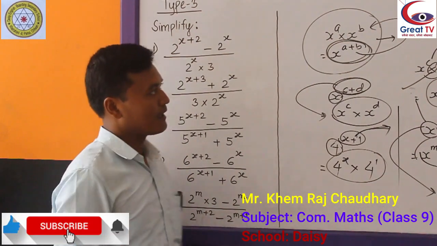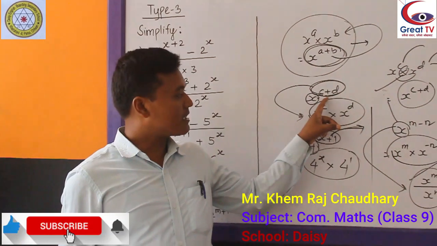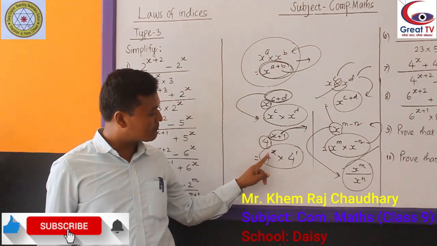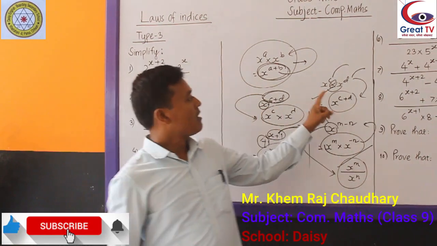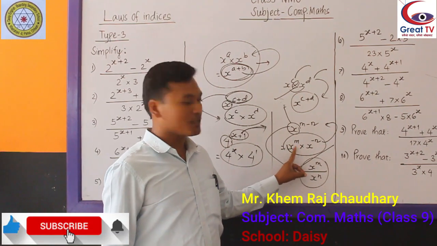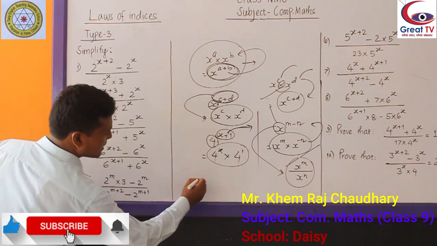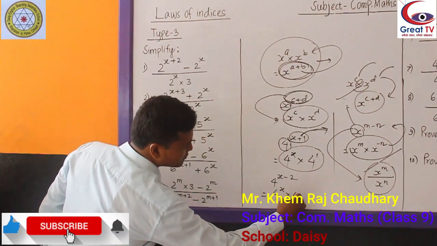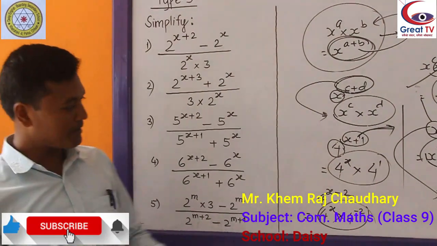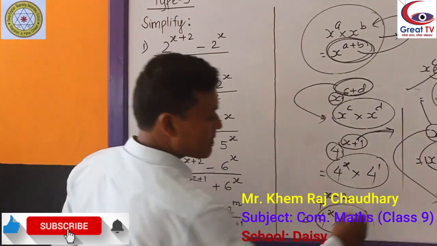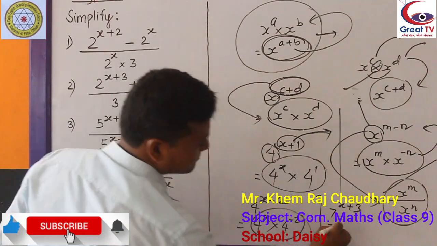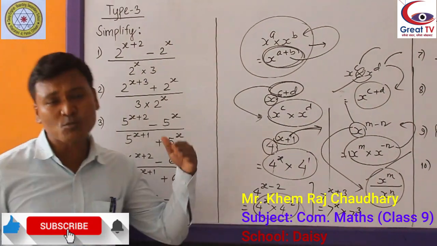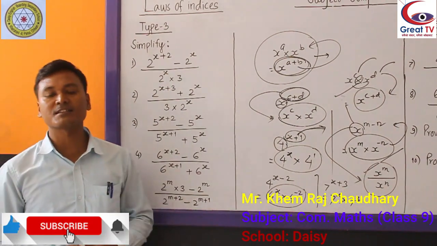So don't forget, if we have x to the power c plus d, it can be broken. x to the power c times x to the power d. 4 to the power x plus 1 can be broken. 4 to the power x times 4 to the power 1. Similarly, x to the power m minus n can be broken. x to the power m times x to the power minus n. Similarly, 4 to the power x minus 2 can be broken. 4 to the power x times 4 to the power minus 2. Remember, x here, minus 2 over here. Similarly, 7 to the power x plus 3 can be written 7 to the power x times 7 to the power 3. This one concept, we are going to use while solving this type of problems.